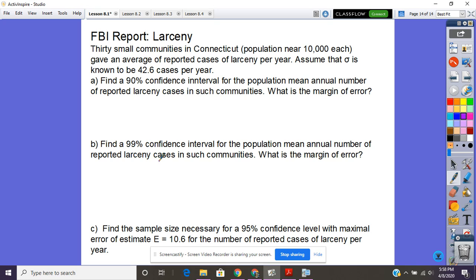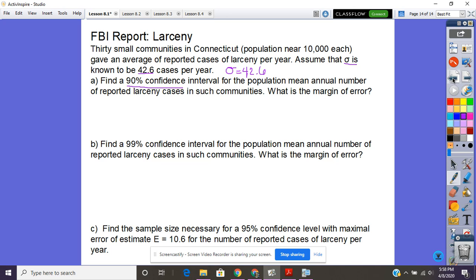So let's do an example here. 30 small communities in Connecticut with a population near 10,000 each gave an average of reported cases of larceny per year. Assume that sigma is known to be 42.6 cases. So I'm actually going to mark that: sigma is 42.6. Find a 90% confidence interval for the population mean, and what is the margin of error?